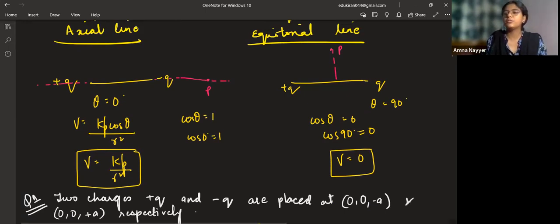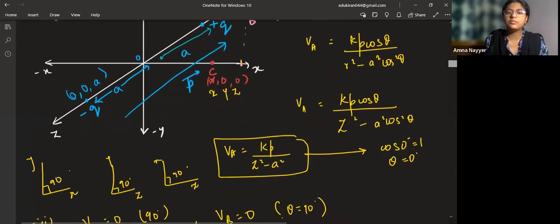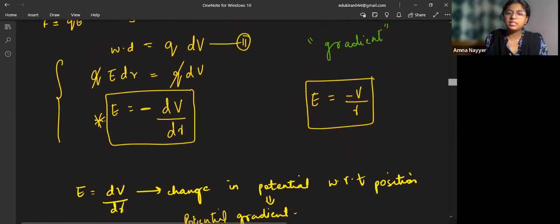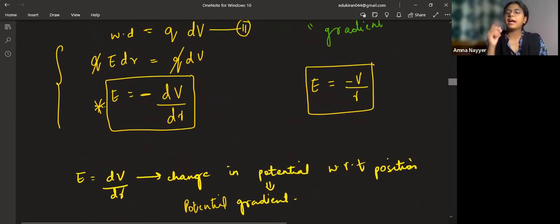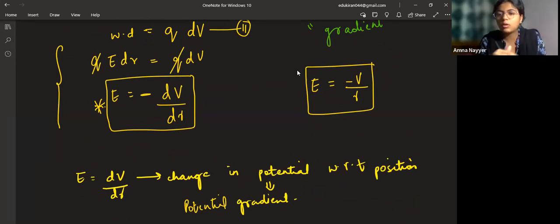One very important relation we had seen consisted of two important portions. First, the electric field's magnitude is directly proportional to the potential gradient. When do we call something a gradient? Anything is termed a gradient when it changes with respect to distance, with respect to position. Here potential is changing with respect to distance, so that is what is meant by potential gradient. So the electric field's magnitude is directly proportional to the potential gradient.